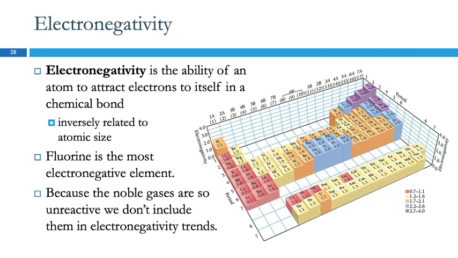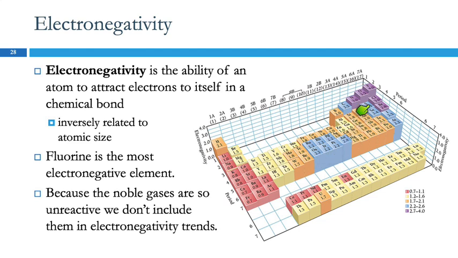Well, who is hogging the electrons? The scale for that is called electronegativity. It can be defined as the ability of an atom to attract electrons to itself in a chemical bond. And it turns out, in general, it's inversely related to atomic size. This is a chart that gives us the electronegativities of most of the elements. We're not actually going to use those numbers very much. There might be a homework question or two.